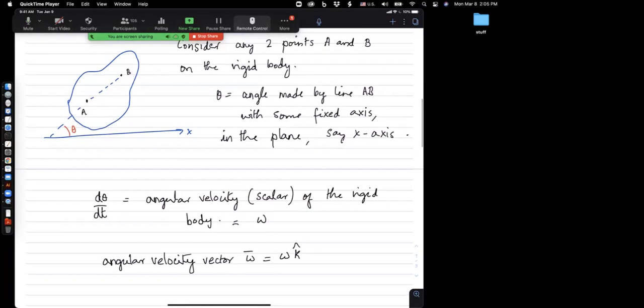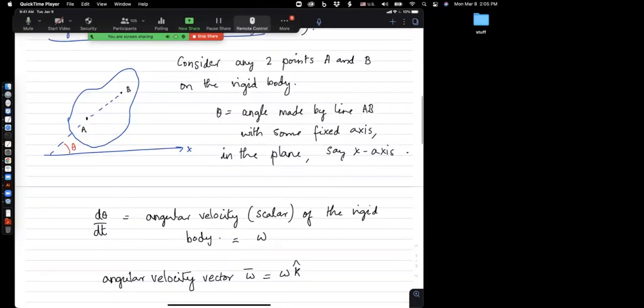So I used this word super carefully. I said angular velocity of the rigid body. I didn't say angular velocity of AB. I said angular velocity of the rigid body. Okay. And this is an important sort of difference, and it's a little subtle. We started out by saying consider any 2 points A and B on the rigid body.